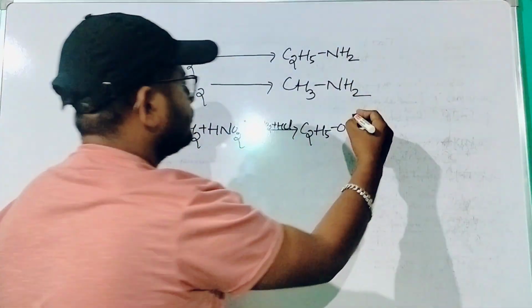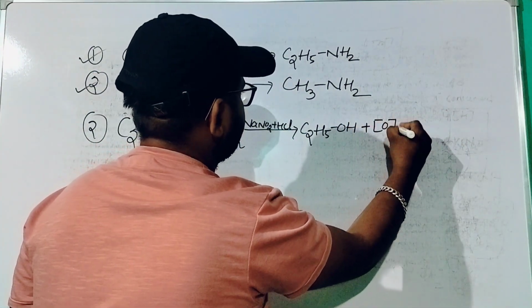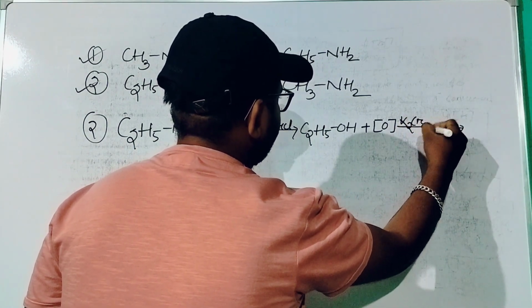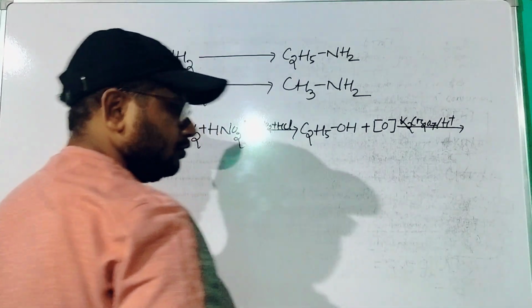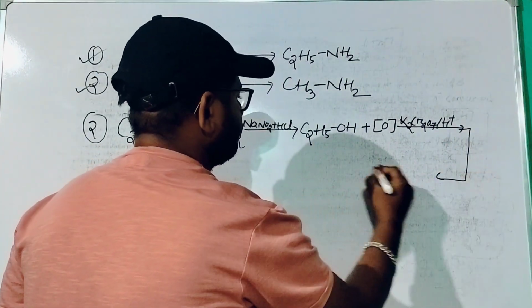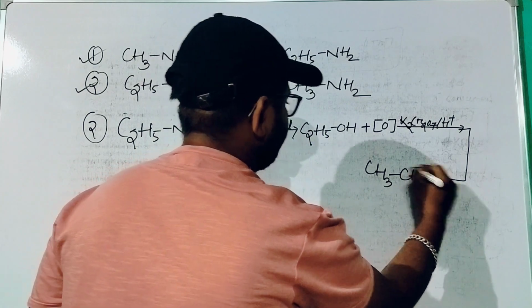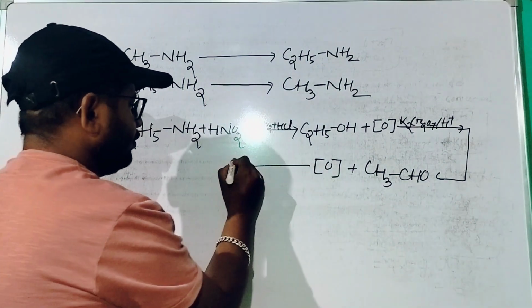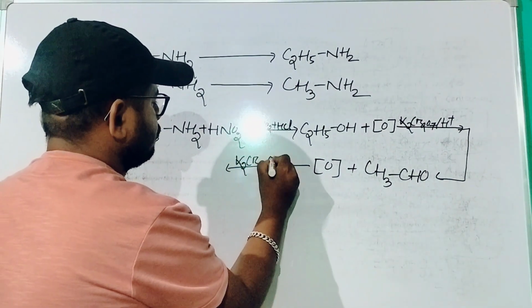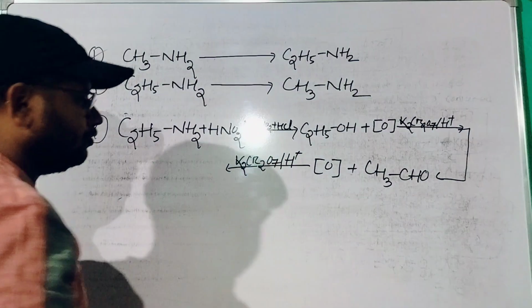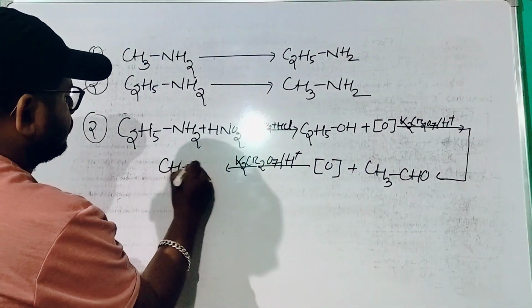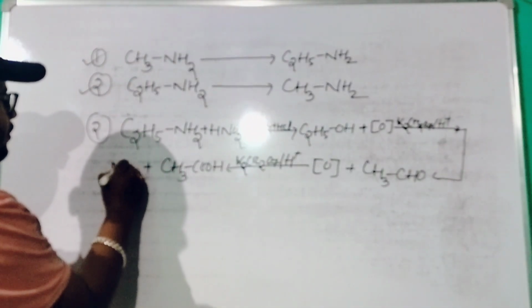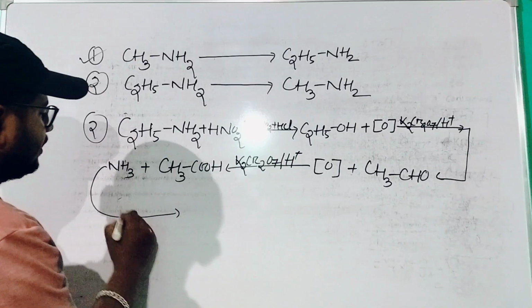and ethyl alcohol can be further oxidized in the presence of acidified potassium dichromate to form acetaldehyde, and acetaldehyde can be further oxidized with acidified K2Cr2O7, means potassium dichromate, in acidic medium to form acetic acid, and acetic acid can be further treated with ammonia and then heated.